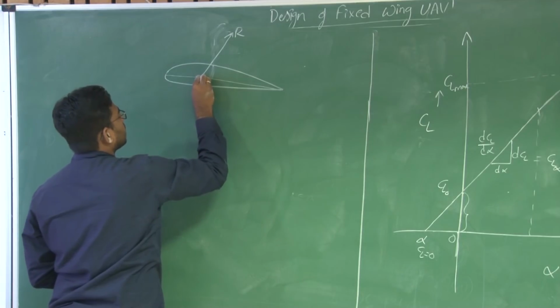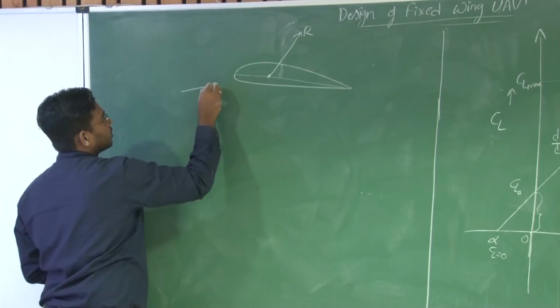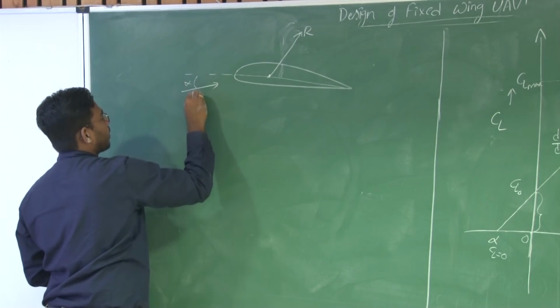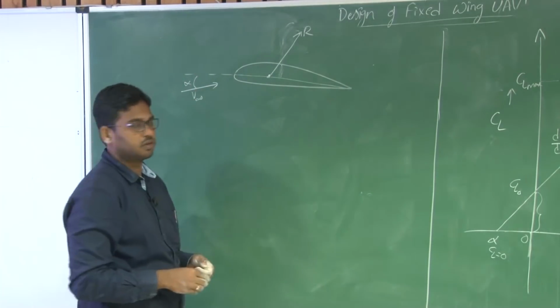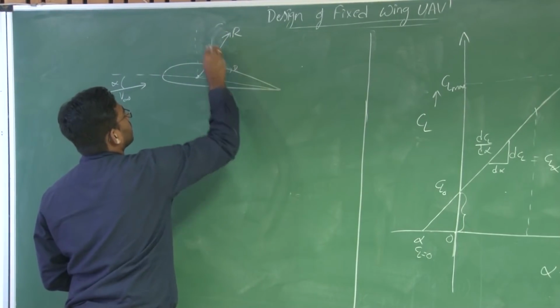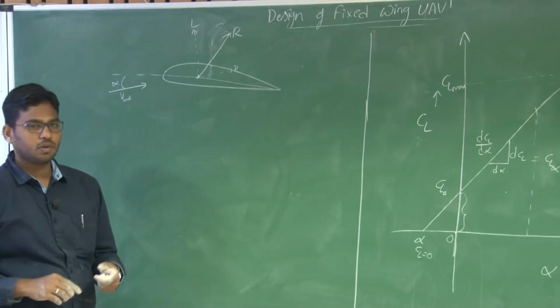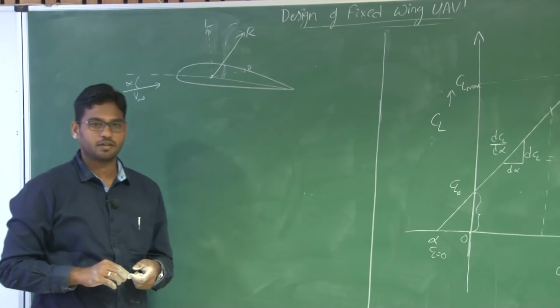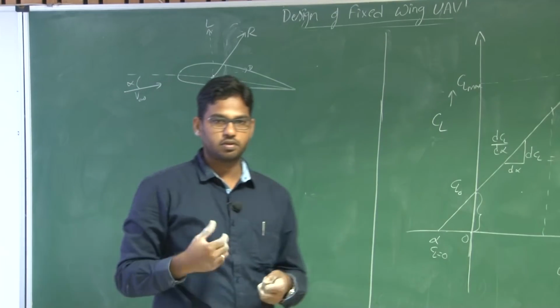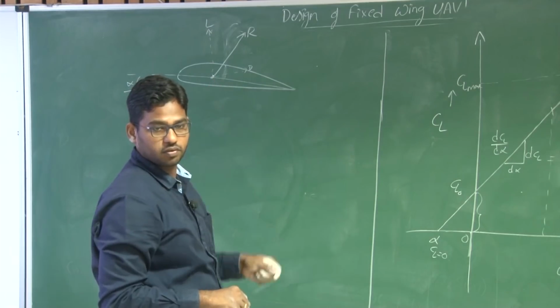Right? And we resolved it along the flow and perpendicular to the flow, and we got lift and drag, right? That's the story till now. We got lift and drag. But where does this resultant force act? We need to question that, right? We need to know, where does this point exist? Let us say if it exists, so where does it exist?